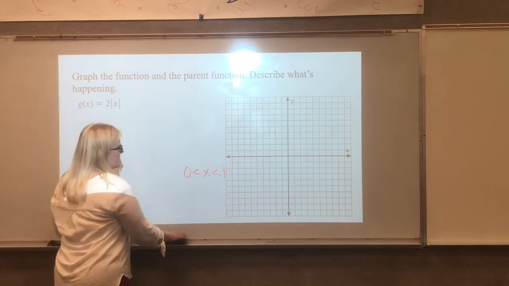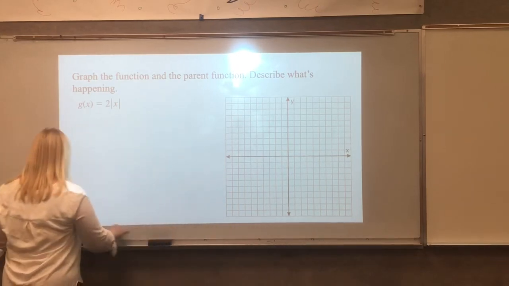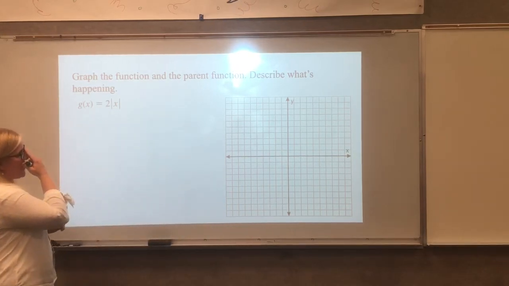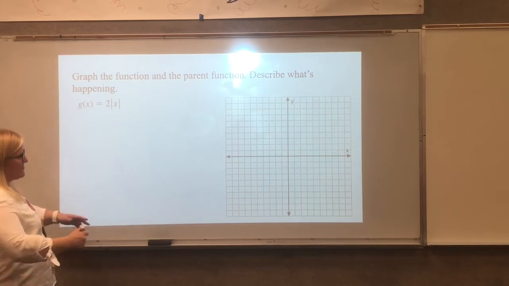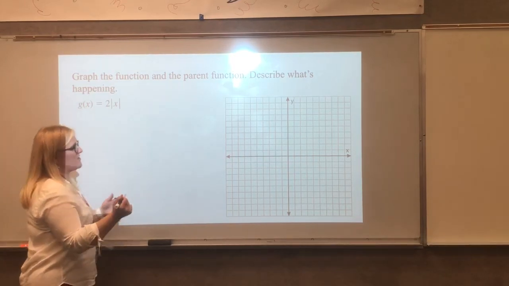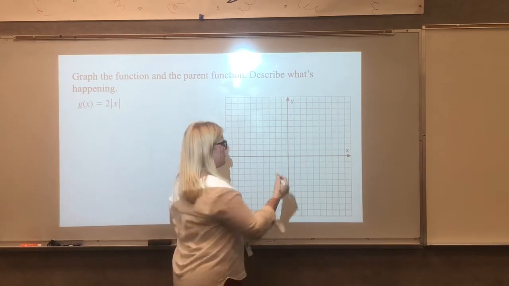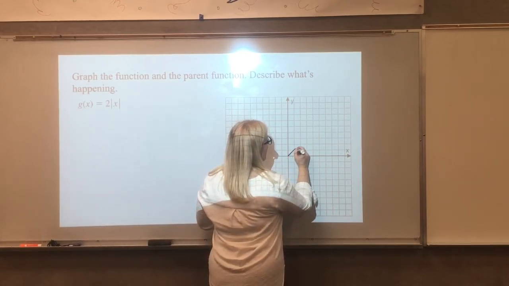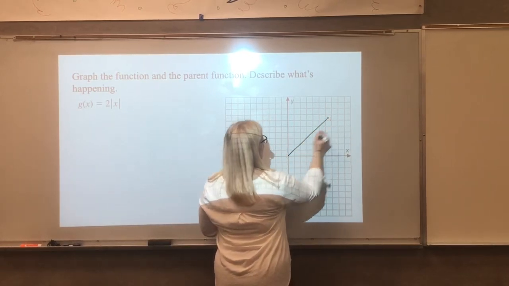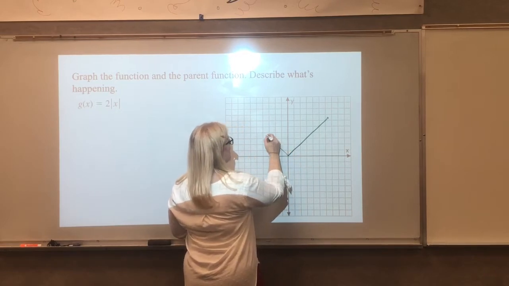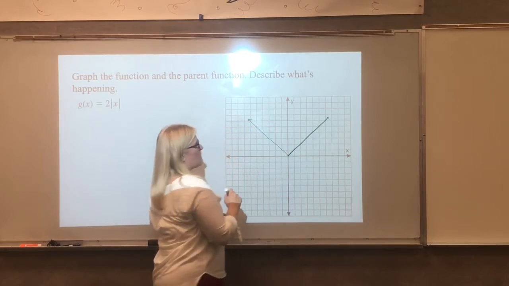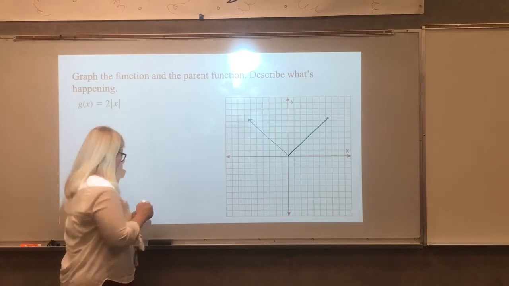Okay, here we've got an absolute value function. It says graph the function and the parent function, describe what's happening. All right, so the parent function for an absolute value just looks like a regular line going that way and a regular line going that way. So there is the parent function.